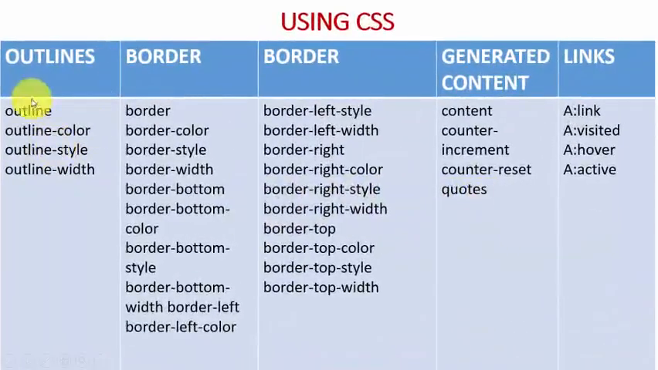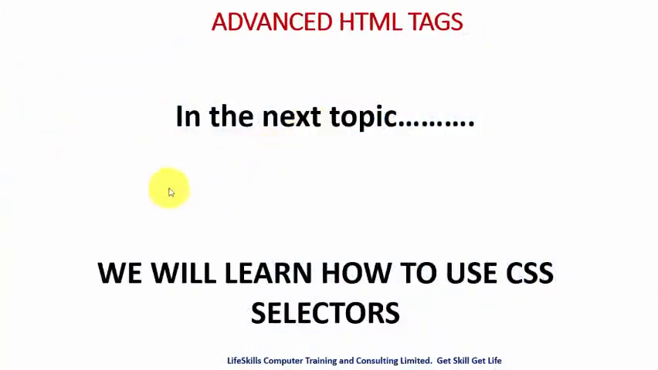Then we have outline. We have border color, border width, border bottom, and so on and so forth. We have generated content. We have the style for links: a link, a visited, a hover, a active. So the application of these, we are going to see them in the following topics as we continue in our training. So in the next topic, we will learn how to use CSS selectors, properties, and values.